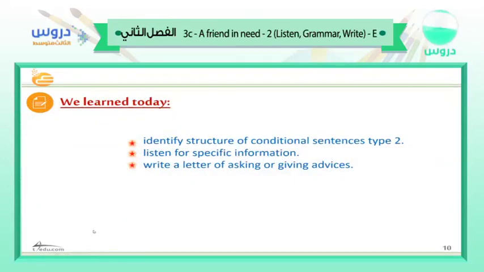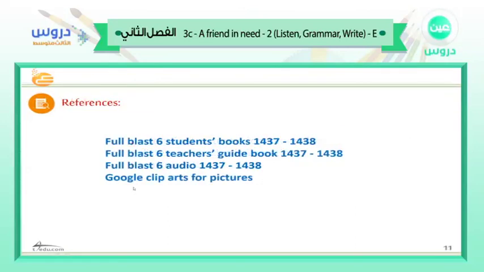Okay, so to sum up today's lesson, today we went through the structure of conditional sentences type 2. We listened for specific information and we wrote a letter of asking or giving advice. References for today's lesson were Full Blast 6 Student's Book, Full Blast 6 Teacher's Guide, Full Blast 6 Audio, Google Clip Arts for pictures.